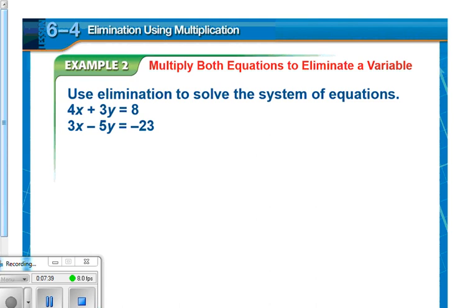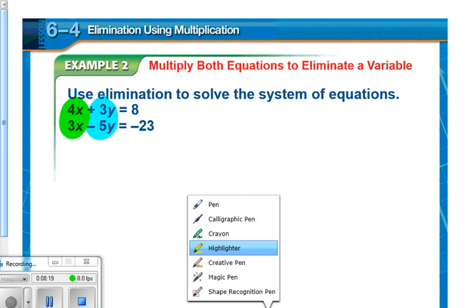We're going to use elimination to now solve this system of equations, okay? Remember the first step was that we had to multiply something in hopes of getting an opposite number. Do you see any term that lends itself well to that? If we look at 4x and 3x, does 3 go into 4? No. What about this one? We got 3y and negative 5y. Does 3 go into 5? No. So unfortunately, this is going to involve multiplying both equations. A little bit more work, but not impossible, okay?